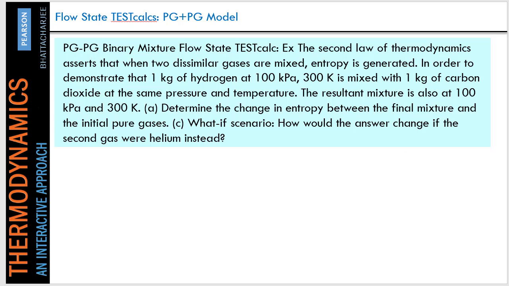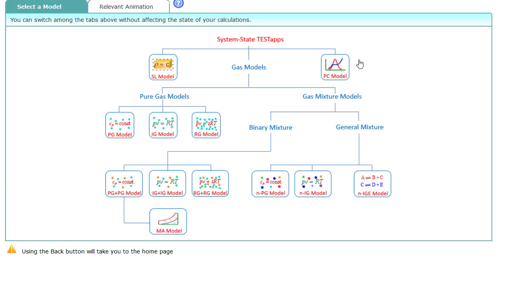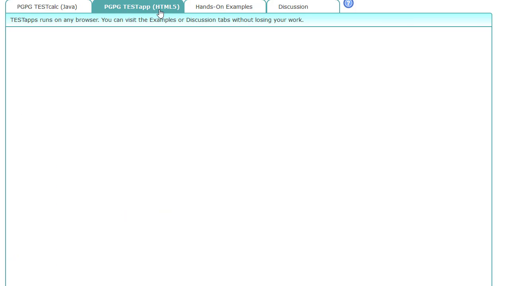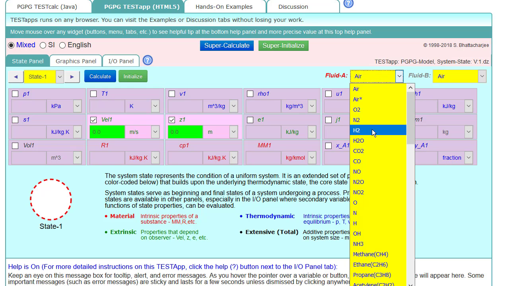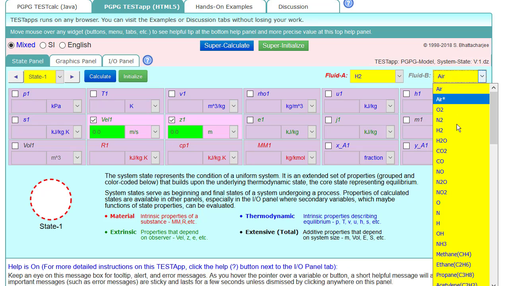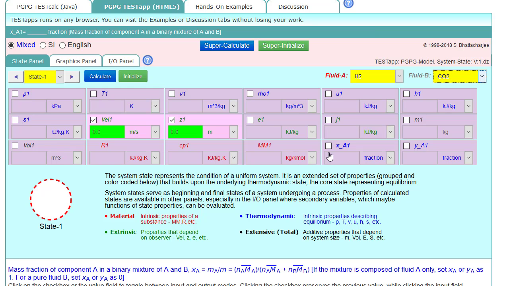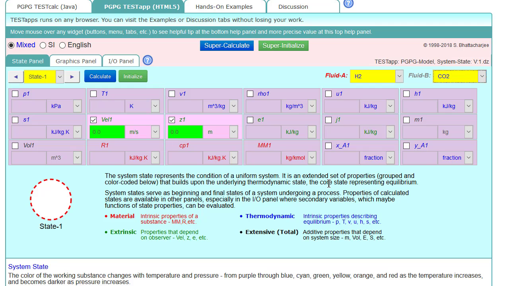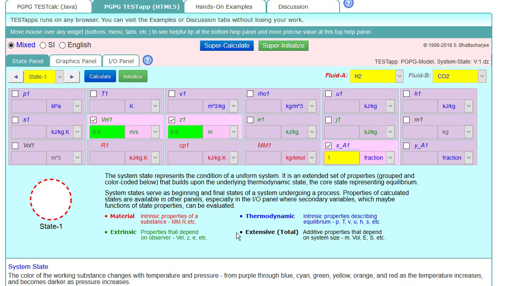So we're going to go to Test Calcs, System States, and then the PG model, and then the test app. Alright, so we know that it is H2 and CO2, so we'll just change that up in the right for our fluids. And then the first gas is pure hydrogen, so we will go to the mass fraction and enter that as 1, showing that it's pure hydrogen.